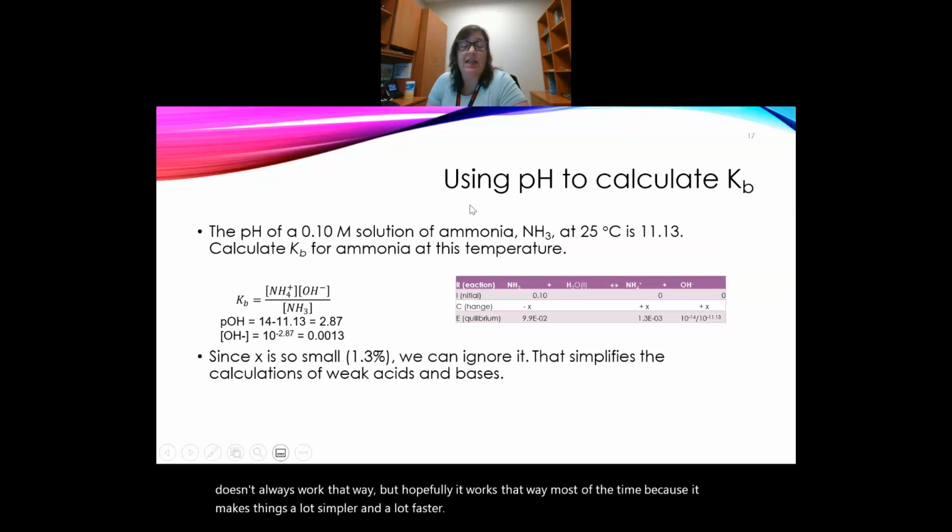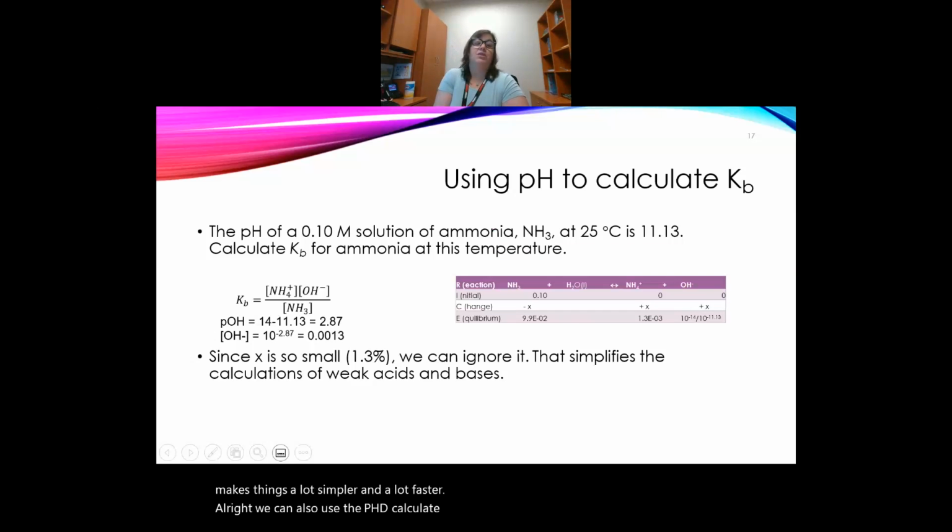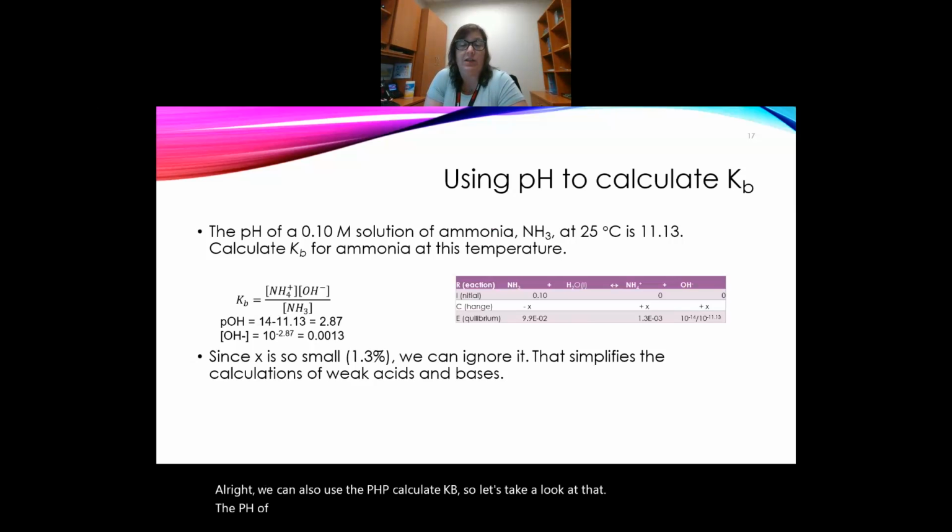We can also use the pH to calculate Kb. So let's take a look at that. The pH of a 0.10 molar solution of ammonia, NH3, at 25 degrees is 11.13. Calculate Kb for ammonia at this temperature.